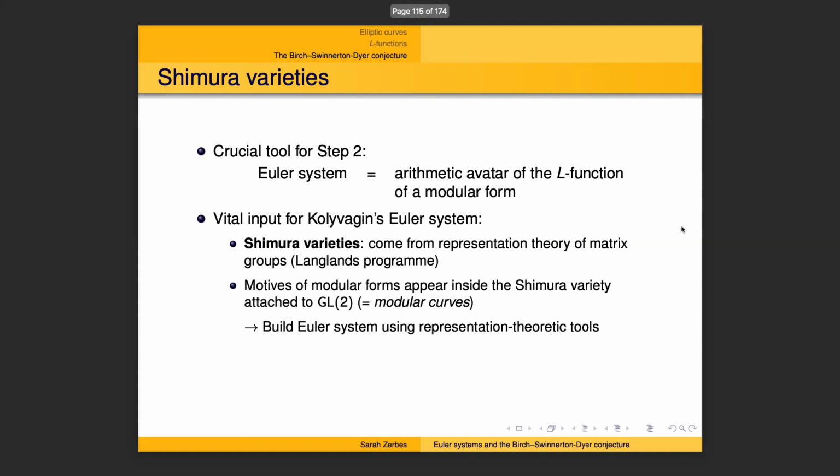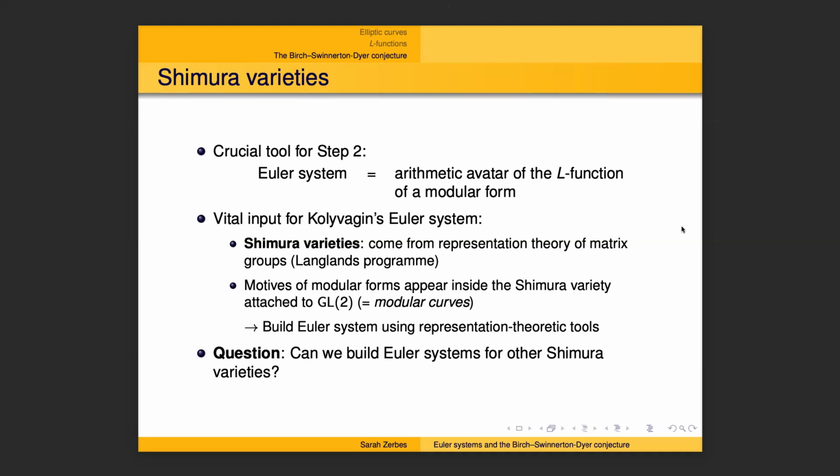And this means that Polyvagin could build this Euler system using tools from the representation theory of GL2. And this Euler system was then the key to proving the special cases of the Bloch-Kato conjecture that then implied the BSD conjecture in analytic rank 0. So the motivating question for my research in the last, well, I don't really know how many years, probably at least 10, was: can we imitate this? Can we build Euler systems for Shimura varieties attached to other groups than GL2?